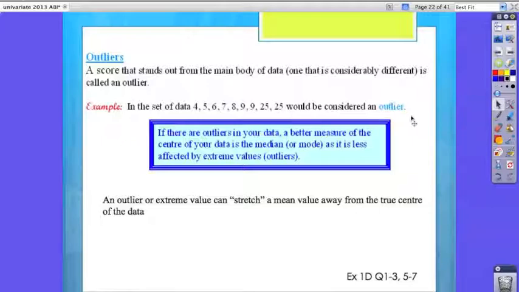This will become more important when we're drawing box plots later, as you might remember from previous years. This blue box here is really important, and it's important for further maths, so I am going to remind you of it now, and you'll hear me talk about it again next year as well. If we have outliers in our data, and we're looking to measure the center of the data, so we could use the mean or the median, it is better to use the median as a measure of the center than the mean because it is less affected by outliers. Okay, so that's the notes for today.